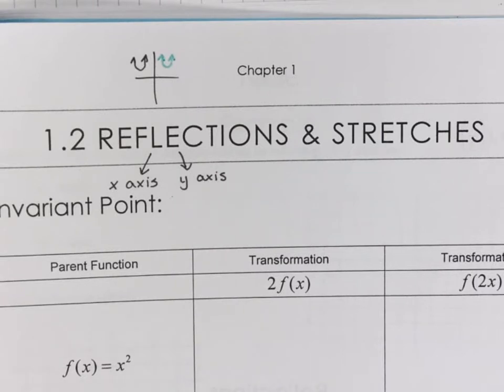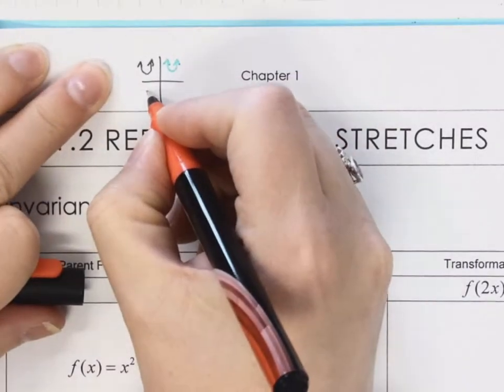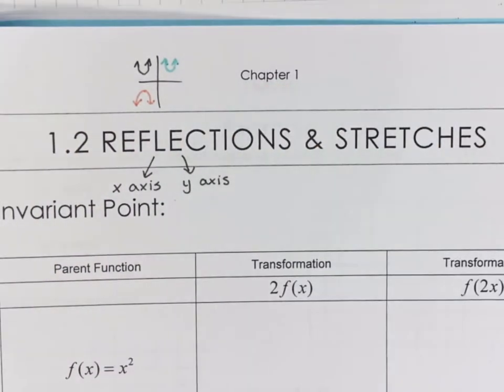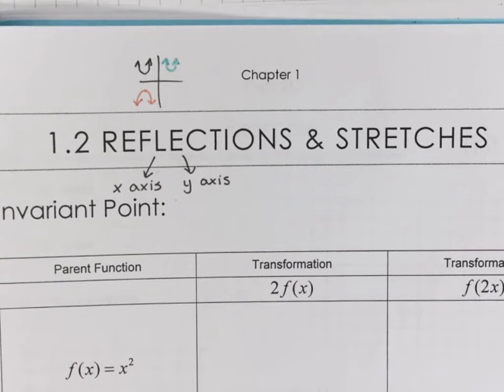So on that note, if I were to reflect in the x-axis, so again, if this is my original, do my x values change now? No. It's your y values. They were positive, now they're negative. So it's kind of weird, it's kind of opposite. If you are reflecting in the y-axis, your x values change. If you're reflecting in the x-axis, your y values change.